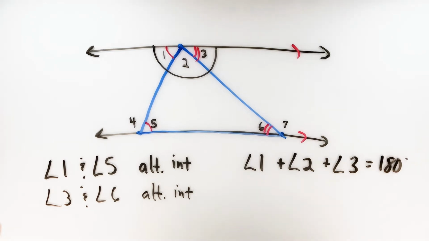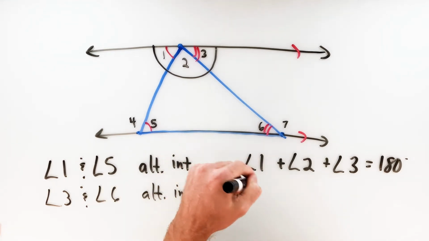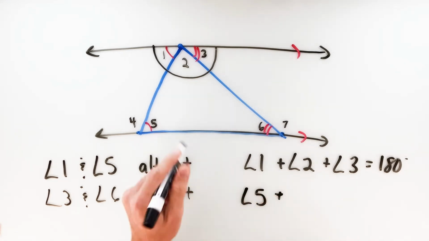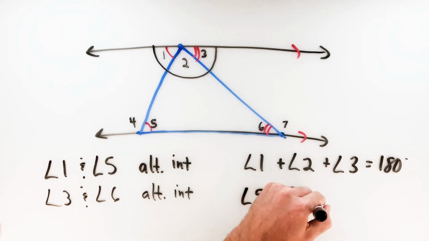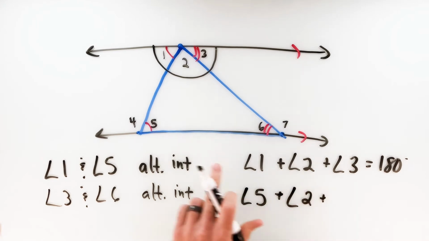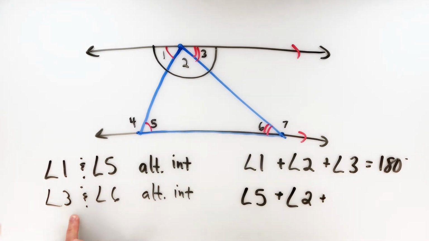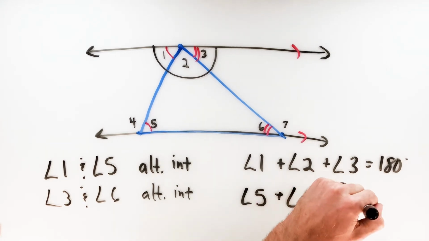Okay, but at this point, all I really have to do is some simple substitution to get to where angle 2, 5, and 6 would have to be 180 as well. Because I know that angle 1 is the same as angle 5, they're alternate interior. So if 1 and 5 are the same, I can substitute angle 1 with angle 5. So substituting angle 1 with angle 5, plus angle 2, I'm going to keep that one, plus angle 3, but again, I know that angle 3 and angle 6 are the same. I can substitute angle 3 with angle 6. So I'll plug that in right there.